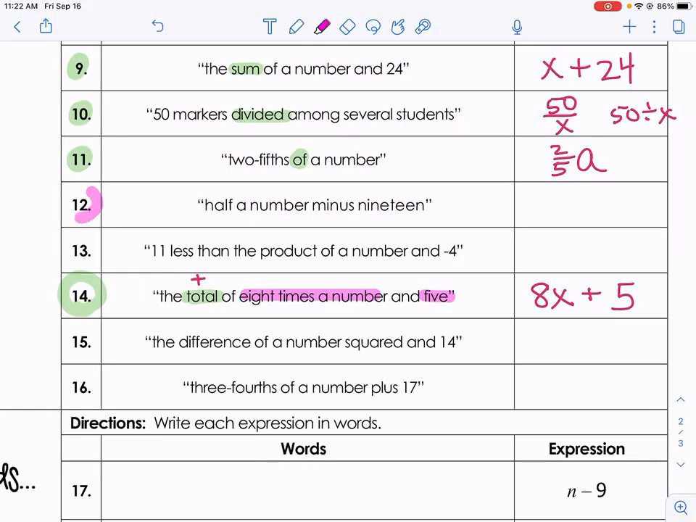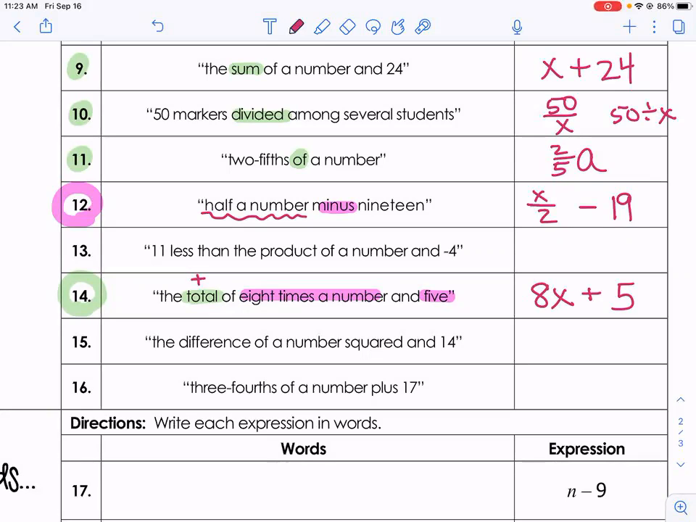How about number 12? Half of a number minus 19. Okay, well, minus means we have subtraction overall, right? So minus 19, but then half of a number means what operation with that 1/2? Okay, so like we're dividing by 2 to cut it in half. You okay, Jana? You had a look. Just thinking hard? Okay.